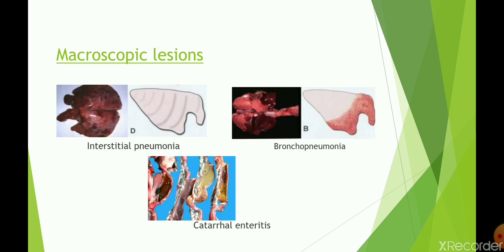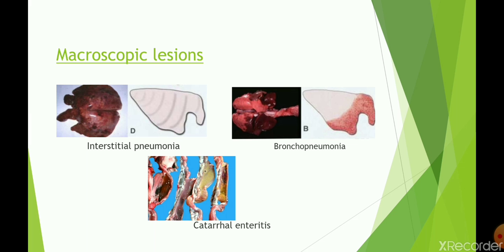Here you can see the macroscopic or gross lesions. Here we can see in the picture interstitial pneumonia. Throughout there will be a rib-like impression, that are the areas of congestion. The second picture is a bronchopneumonia. You can see the anterior lobe is affected and darkened due to congestion.